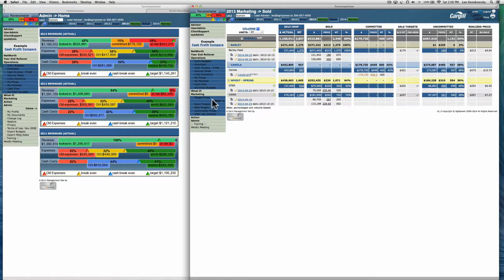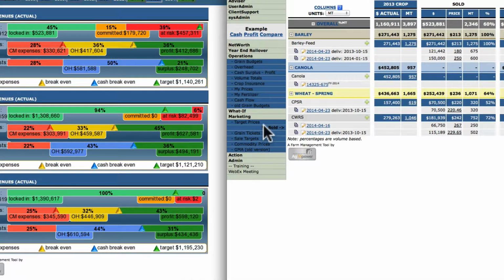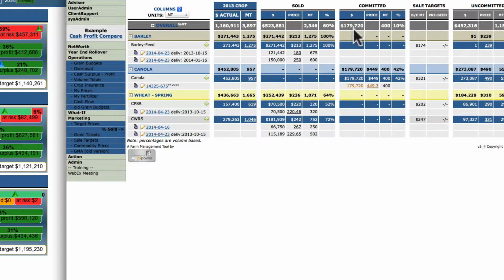You will notice that the green bar is matched dollars, 523,000 with the sold, and that is based on the contracts that have been entered in here as being sold. The committed number, 179,000, also comes from the percent sold page and is made up of this one contract. The remainder, which is at risk, is uncommitted inventory that is being valued based on the futures market month that you chose with its basis, or cash prices that you used in My Prices.